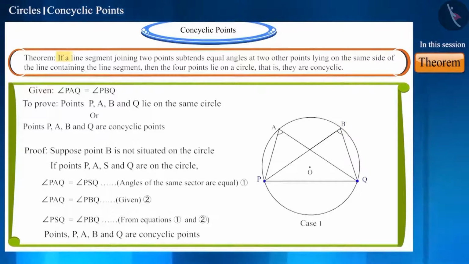Thus, we proved that if a line segment joining 2 points subtends equal angles at 2 other points lying on the same side of the line containing the line segment, then the 4 points lie on a circle. That is, they are concyclic.